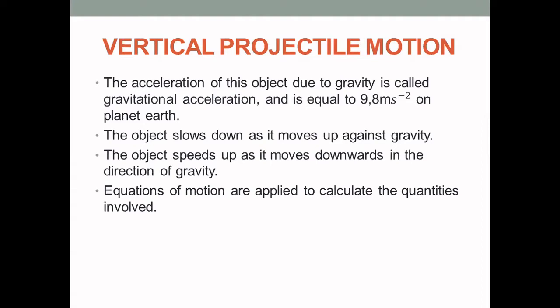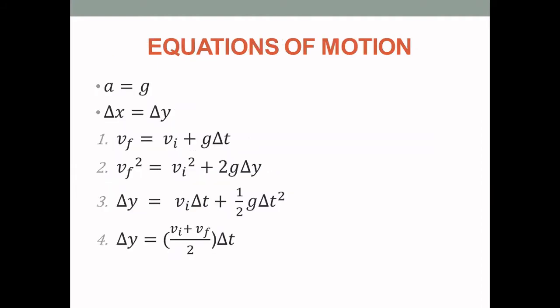So now we apply the equations of motion to calculate the quantities that are involved in the motion. So a is replaced by g, which is gravitational acceleration. Delta x of the equations of motion is replaced by delta y. v final is equal to v initial plus g t. v final squared is equal to v initial squared plus 2 g delta y. Then the third equation is delta y equal to v initial delta t plus half g delta t squared.